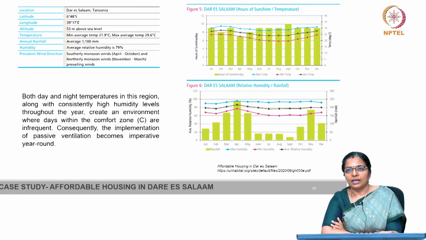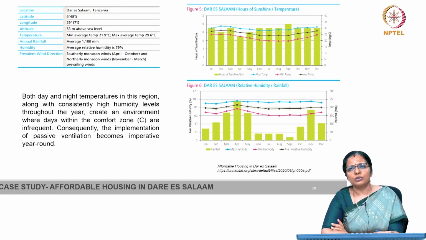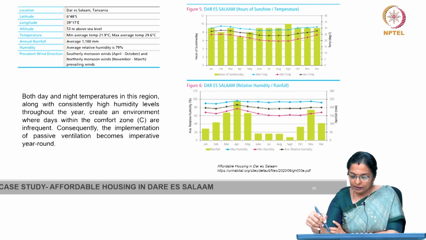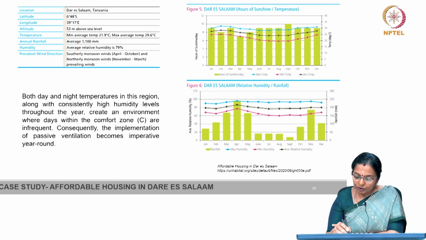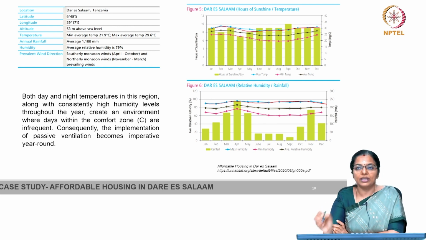Now, here if you see Dar es Salaam, it's in Tanzania, and it shows high temperatures as well as high relative humidity. If you look at this diagram and at the sunshine hours as well as temperature, you can find that the temperature is pretty high throughout the year, and the relative humidity too. This is the maximum humidity. So, the maximum humidity is also high throughout the year, whereas its maximum temperature is also high throughout the year. So, consistently this place has high temperature and it's very humid, leading to a very sticky feeling.